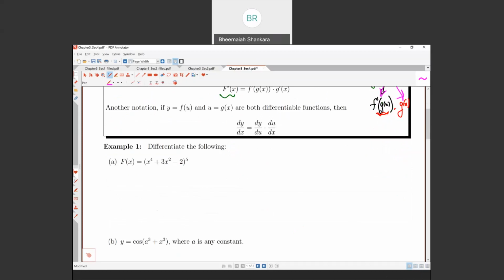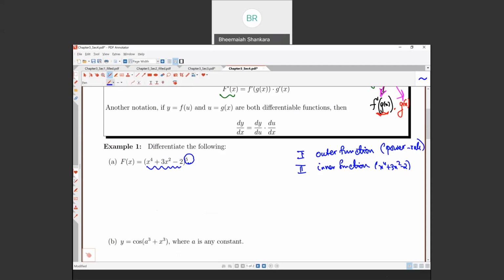First, I want you to observe this exponent carefully and understand that this is a power function. So in the first step, I want you to do the outer function, which is a power function and hence the power rule of differentiation. And then I want you to move to the inner function. The inner function is an algebraic function which is x to the 4 plus 3x squared minus 2.